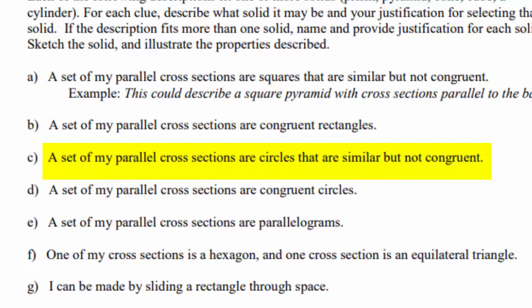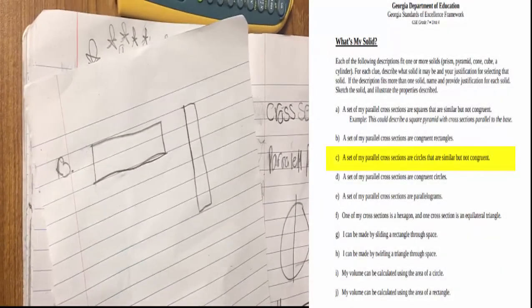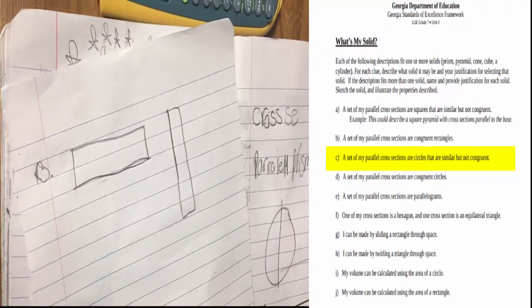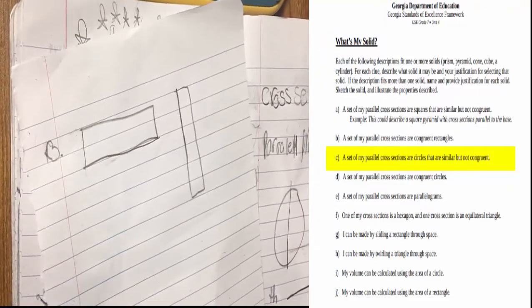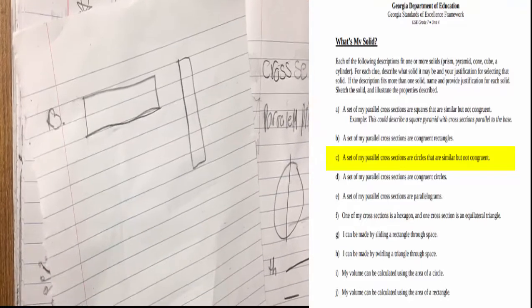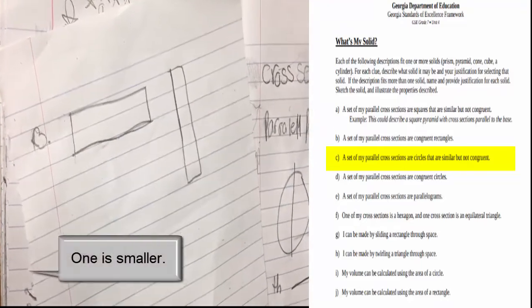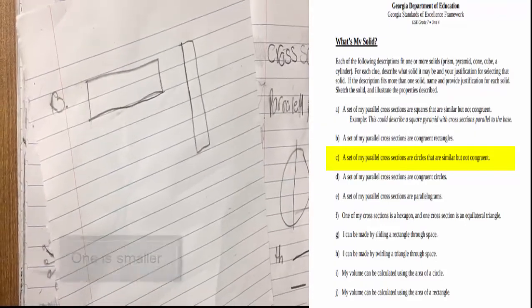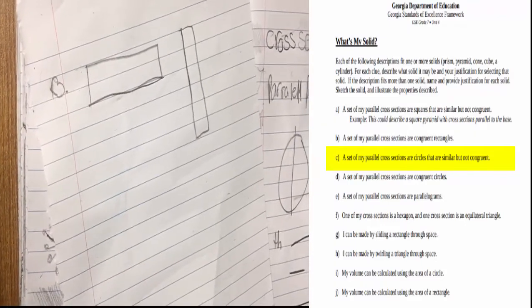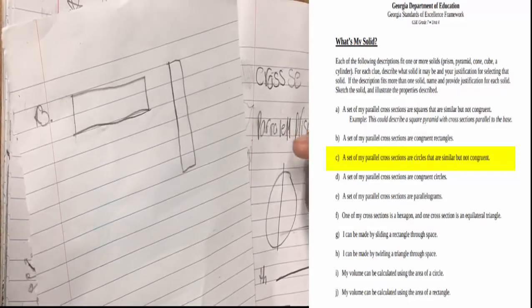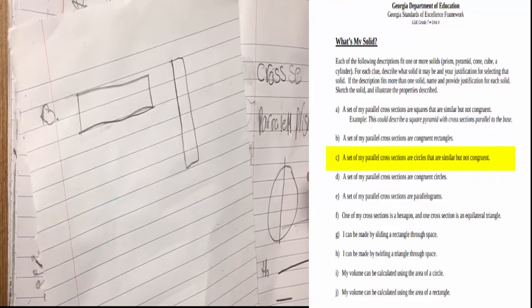Listen as this student grapples with this clue. So now when you're looking at C, a set of parallel cross sections are circles, so they're both what kind of shape? Circles, and they are similar but not congruent. So what would be different about them? One is smaller. Okay, so what three-dimensional shape would produce that? You can look at the list of three-dimensional shapes. We have prisms, pyramids, cones, cubes, and cylinders.